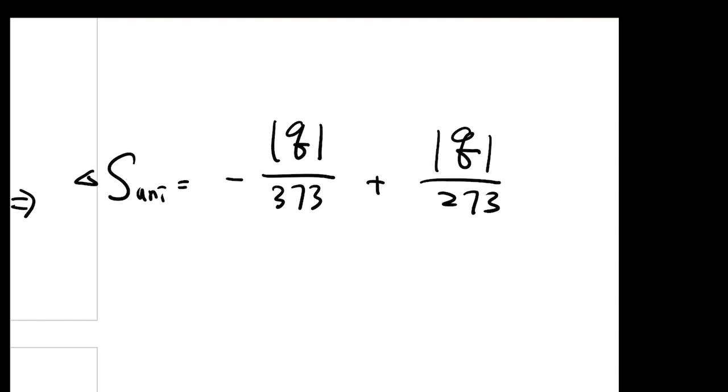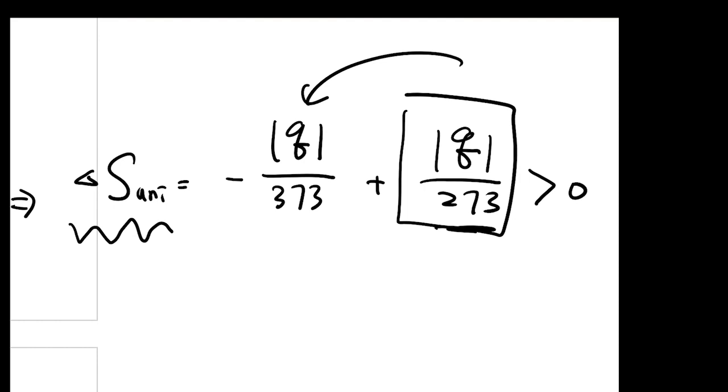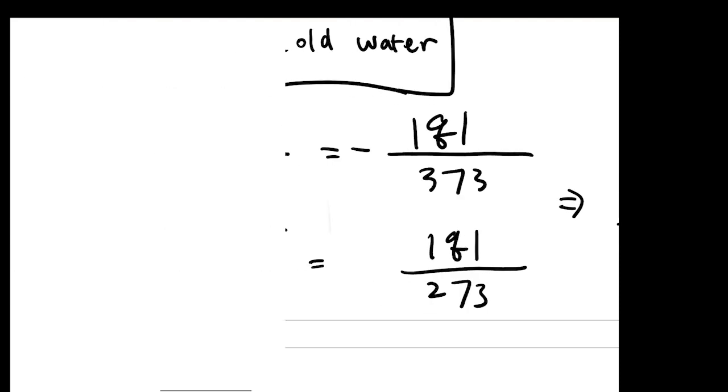Right now, I have a question for you. Your delta S universe, is it positive, negative, or zero? Positive, because Q is the same, and you have the smaller denominator, therefore this term is bigger than that term. So your delta S universe has to be positive. Remember we said in the very beginning, if your delta S universe is positive, this process will happen spontaneously. Makes sense, right?